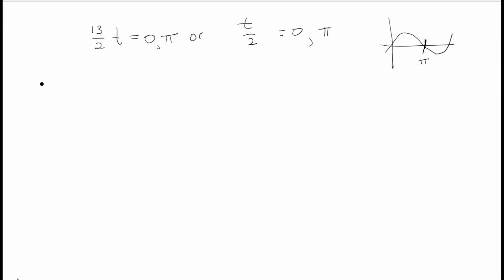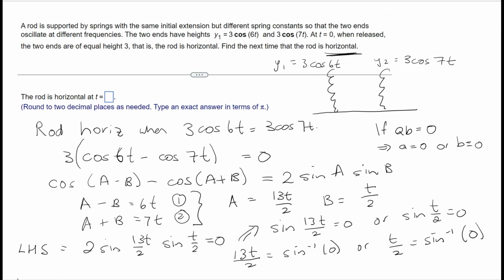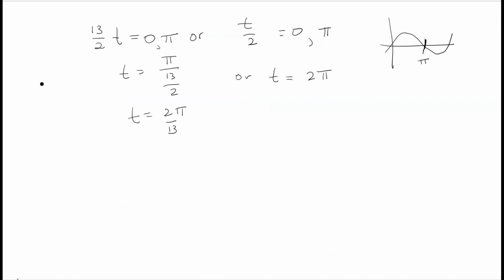Okay, so we disregard the 0, so t is going to equal pi divided by 13 over 2, so that's 2 pi over 13, or t over 2 equals pi, t equals 2 pi. If we go back and check the question, it says find the next time that the rod is horizontal. It's going to be horizontal at 0, we got that. It's going to be horizontal at 2 over 13 pi, and it's going to be horizontal again at 2 pi, but we're looking for the next time after 0. So the next time after 0, t would equal 2 over 13 pi, and presumably that was in seconds.